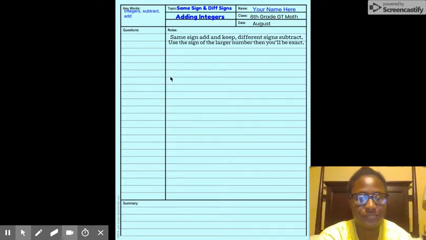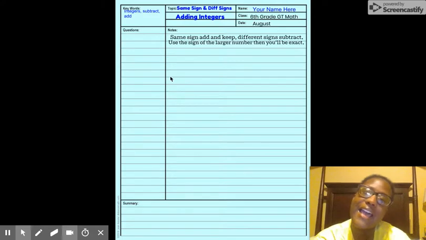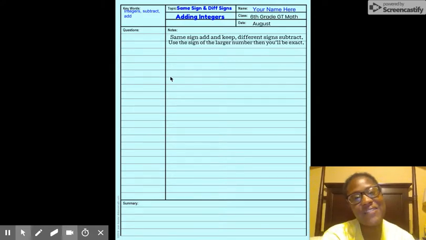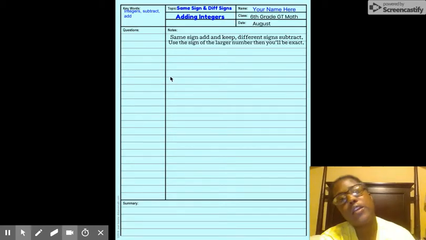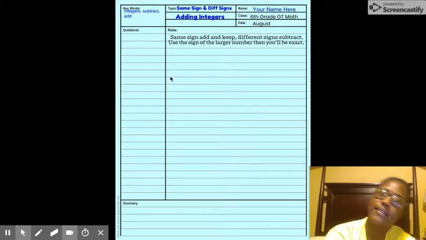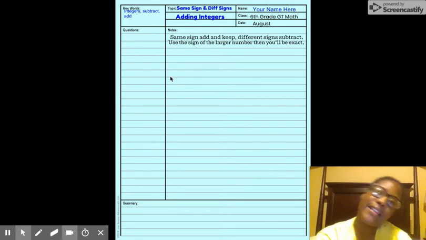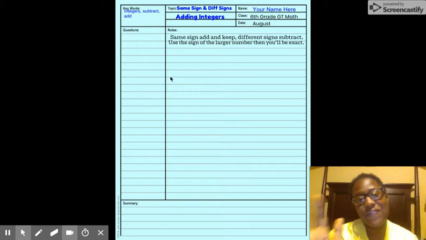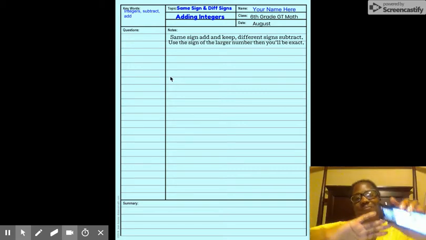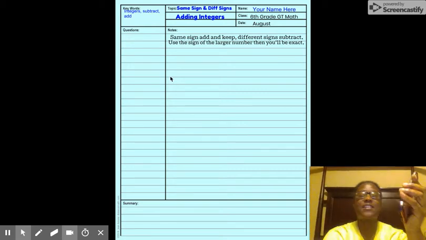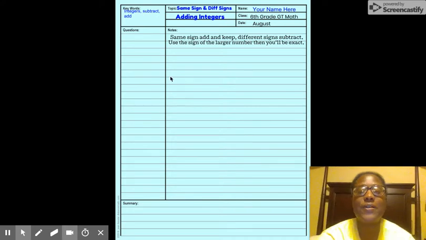Same sign, add and keep, different signs subtract. Use the sign of the larger number, then you'll be exact. Same signs, add and keep, different signs subtract. Use the sign of the larger number, then you'll be exact.